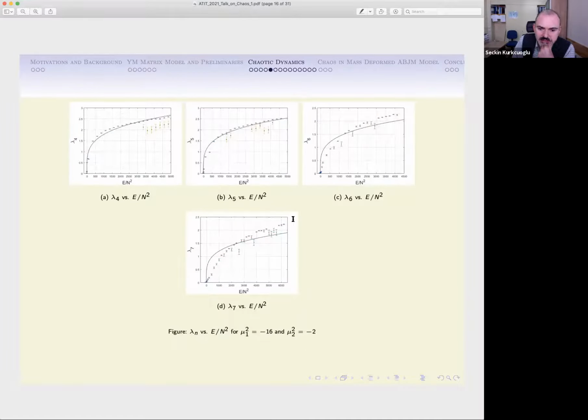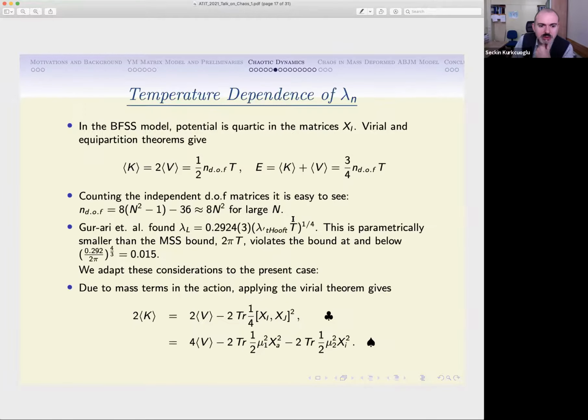And the fits are not all right. And also in some other mass situation, they will be better, as I will show you. But let's now see how we can finally relate all this discussion to the temperature dependence of the Lyapunov exponents. So this is the most interesting part of this whole work, to make contact with the existing literature.